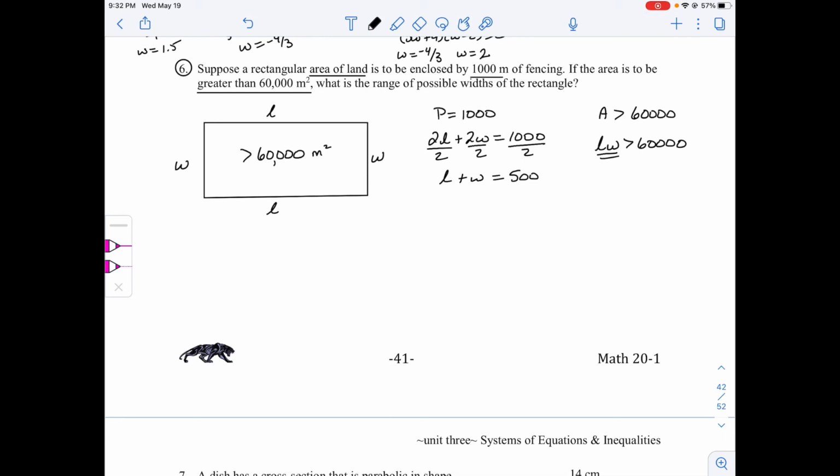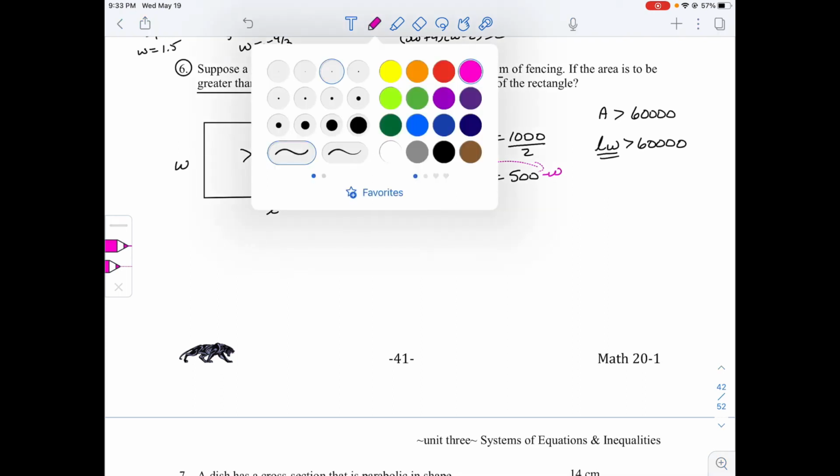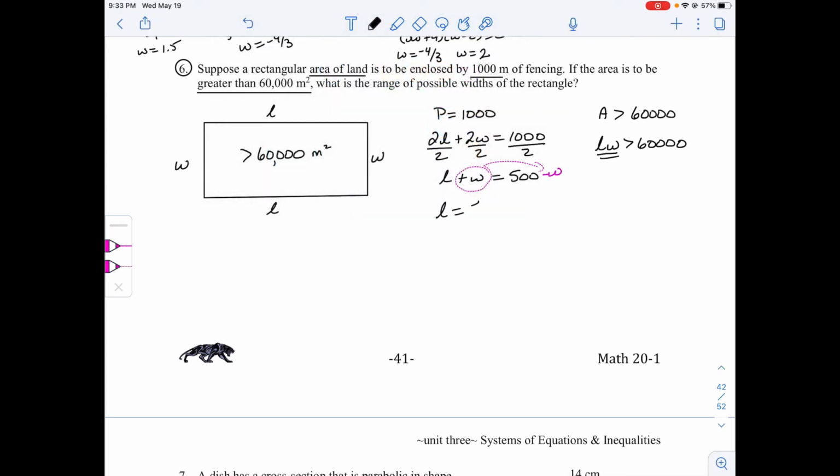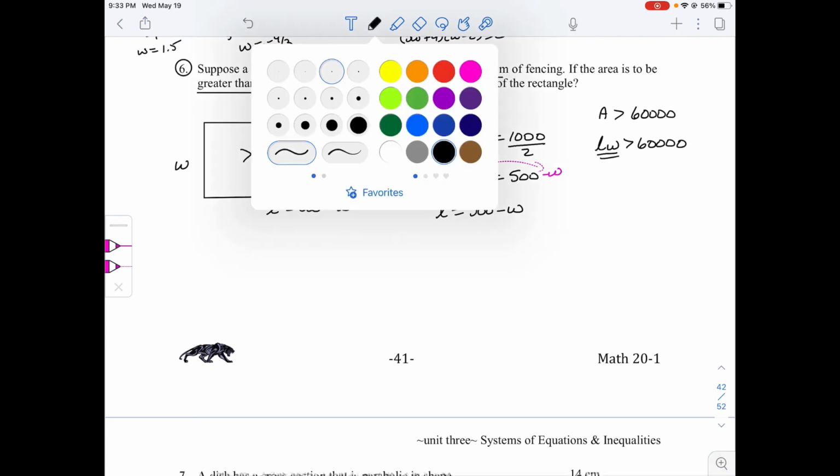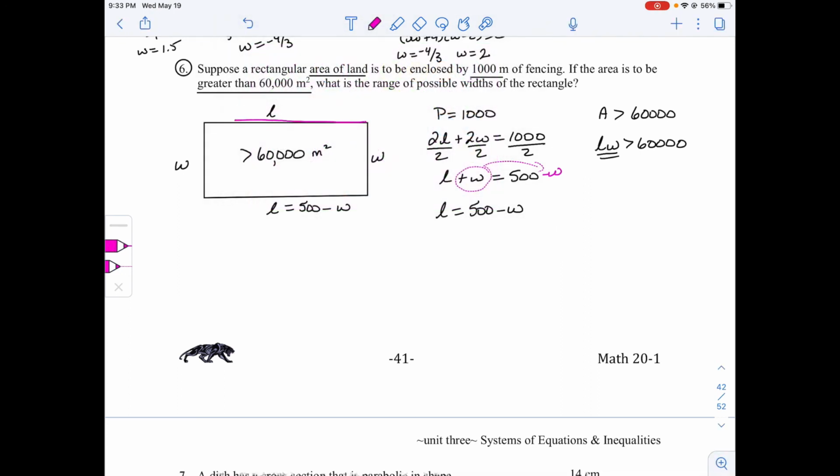It doesn't really matter which one, but I'm just going to randomly choose to isolate my length here. And so when I move my width over, it becomes a subtract W. So now I've got a length is 500 minus W. We could have used 2 lengths is 1,000 minus 2 W's, and then we would have divided and simplified. So our length is 500 minus W.